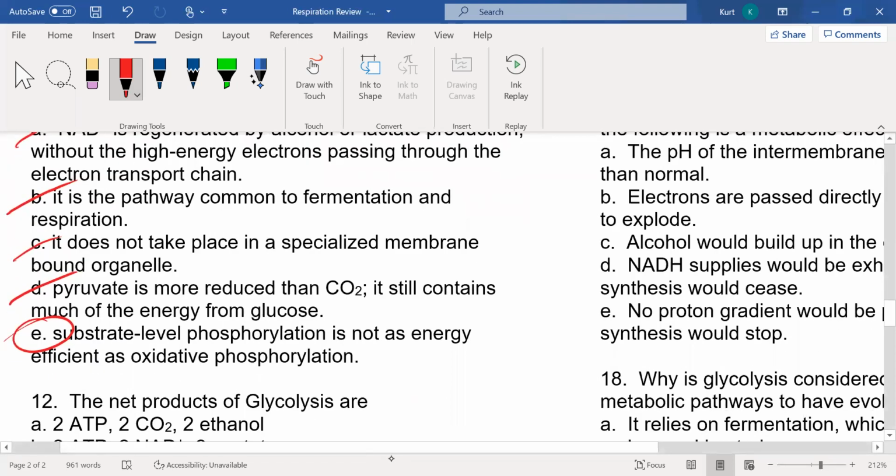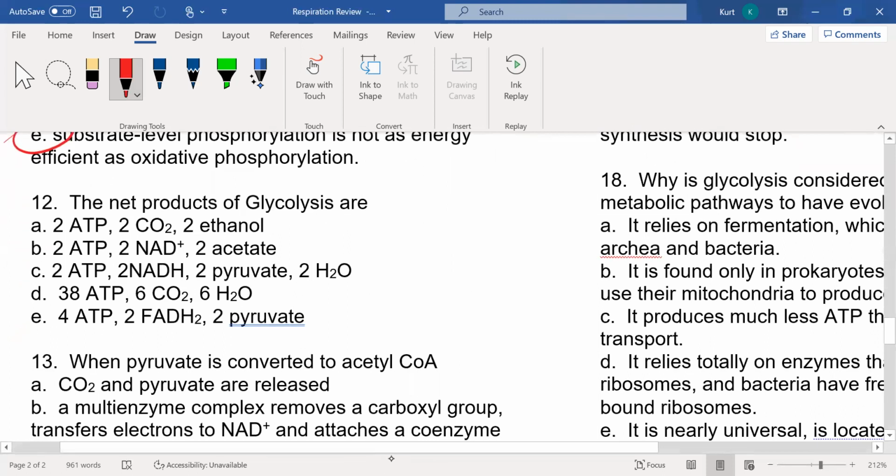Substrate level phosphorylation is not as energy efficient as oxidative. And you don't make all that. You only make 4 ATP from substrate level. You make 34 from oxidative. Number 12, you guys should be able to get this. Which one is it? C would be correct. Here's why.